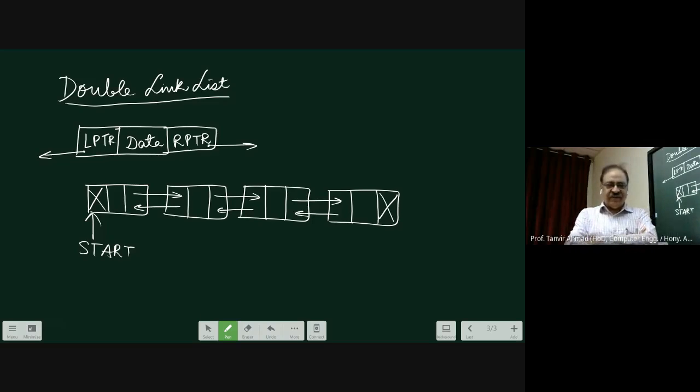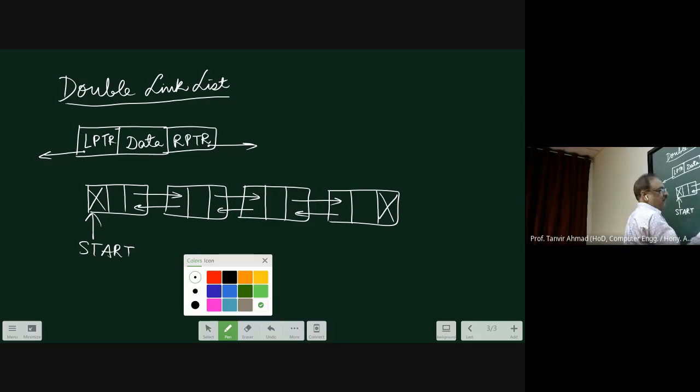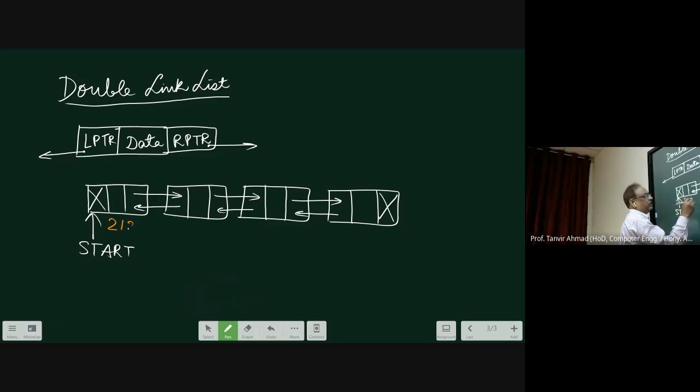Something like this, where the left part of the start will point to null and the right part of the last node will point to null. Now this is a double linked list. Suppose there are some addresses here. Let us take some addresses: maybe this is 2120, this is 2060, this is 2190, and this is 24.